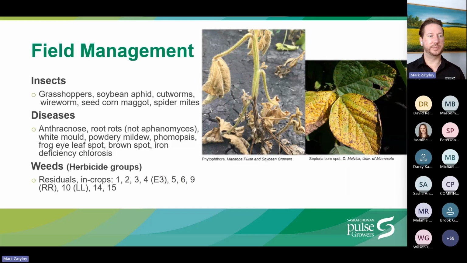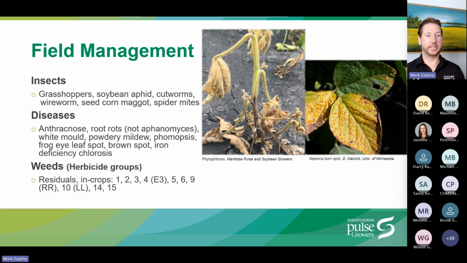With any of the field management stuff, so insects, again, grasshoppers, aphids, cutworms, wireworms, seed corn maggots, spider mites, a lot of the ones that we see in the majority of our crops. It all just kind of comes down to which crop the insect wants more. I know with faba beans, they're kind of lower on the list compared to, like, peas, for example, in terms of what crop the insect is going to go for first. But they all kind of are there and present and things that need to be managed.